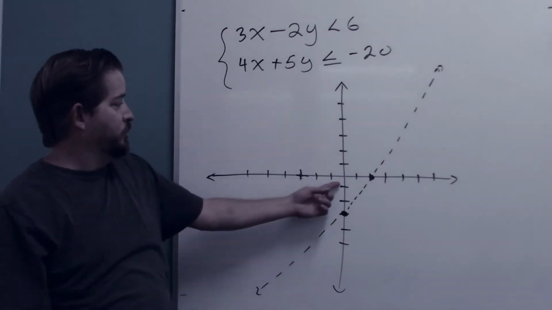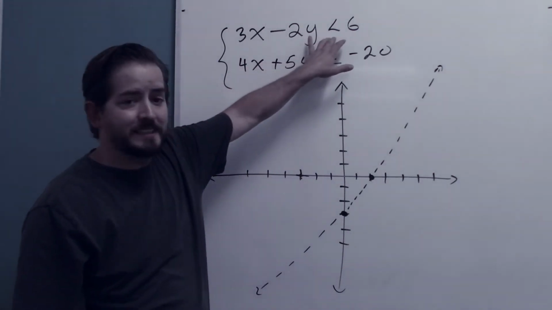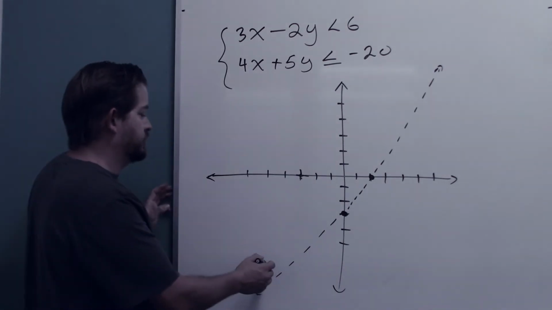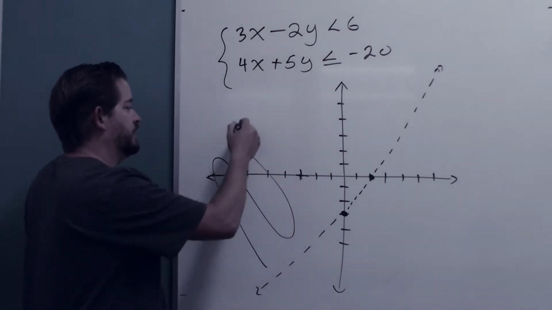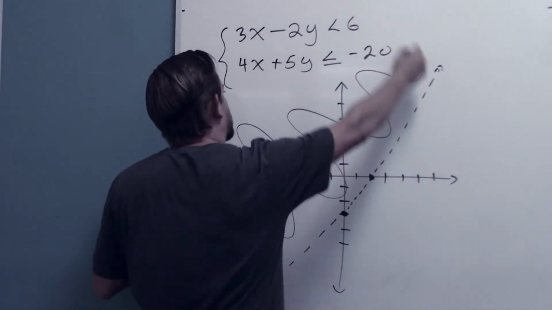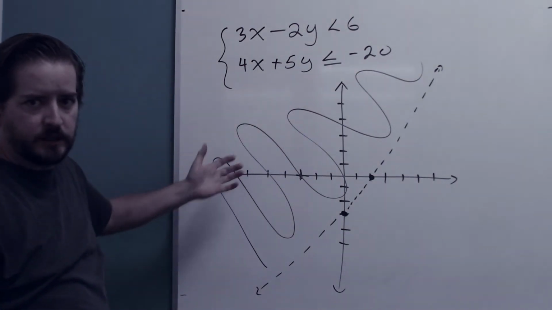Check a point, 0, 0. 0 is less than 6 is true. And so for now my solution area is above that line, somewhere in this area.